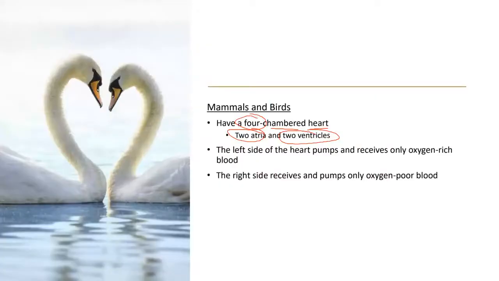But anyway, our heart has two atria and two ventricles, like I showed you. The left side of the heart pumps and receives only oxygen-rich blood. Okay, so the left side of the heart is going to pump, and it's going to receive only oxygen-rich blood. The right side of the heart is going to receive and pump only oxygen-poor blood. Okay, the right side of the heart.